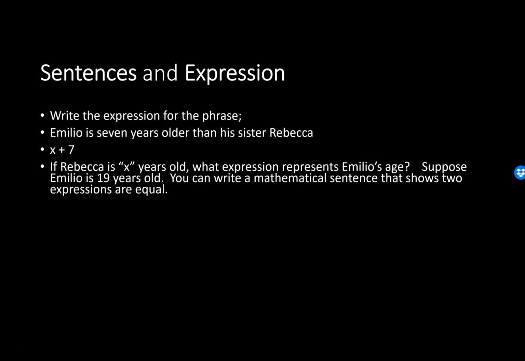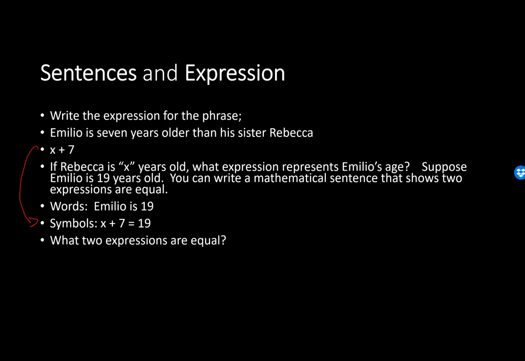Suppose Emilio is 19 years old. You can now write a mathematical expression that shows the two expressions are equal. So in words, Emilio is 19, and we also said that Rebecca is x plus 7. So if I put those together, take that x plus 7 and put it here, Rebecca and Emilio. So the question is, now what two expressions are equal?